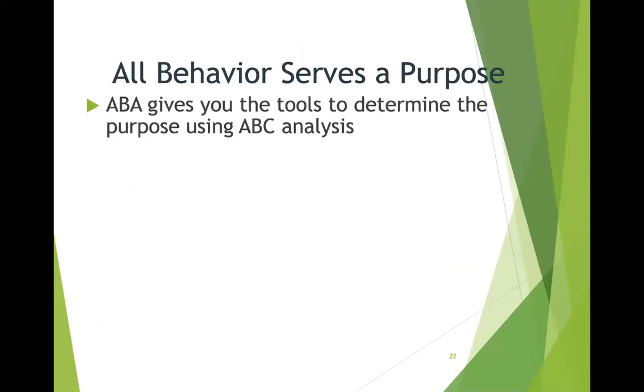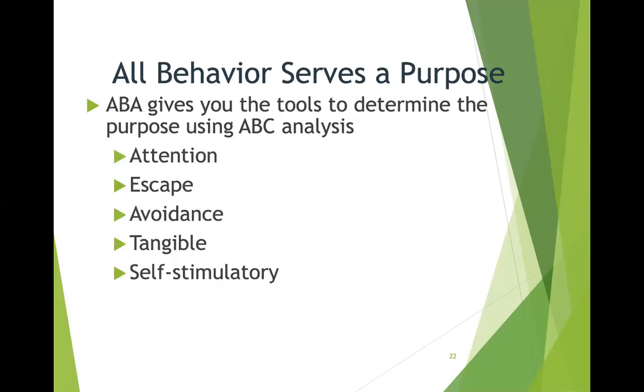So all behavior serves a purpose. And using our ABC analysis, or ABC model, you're able to find the function, or get a better idea of what that function is. And once we are able to find the function, we work then on modifying antecedents to change the behavior. Sometimes we may find that we can't change the antecedent, so then we look at modifying the consequences in these situations. So with ABA, again, you get the tools to determine the purpose of using an ABC analysis.